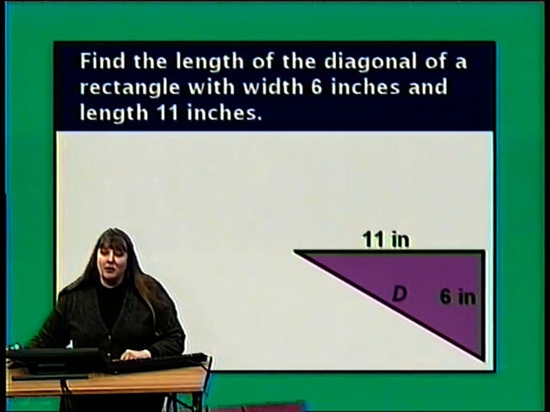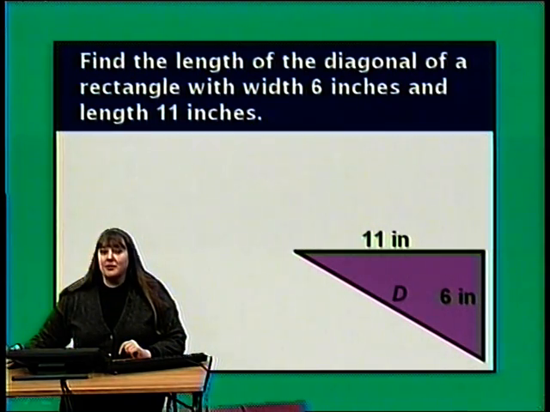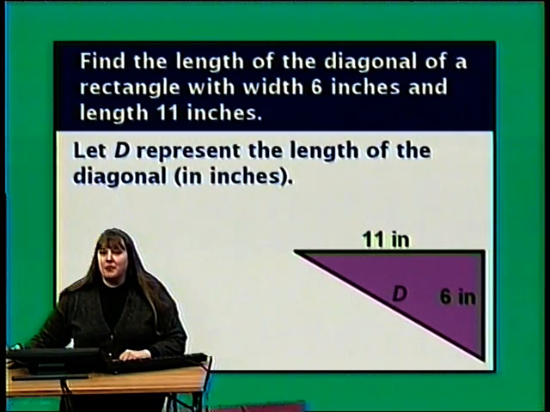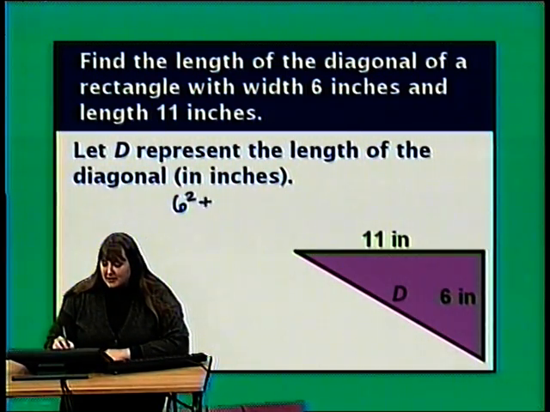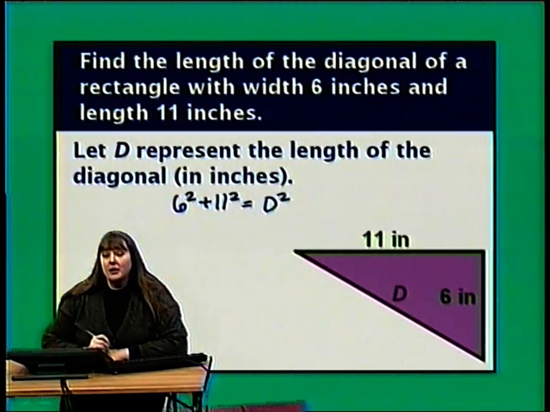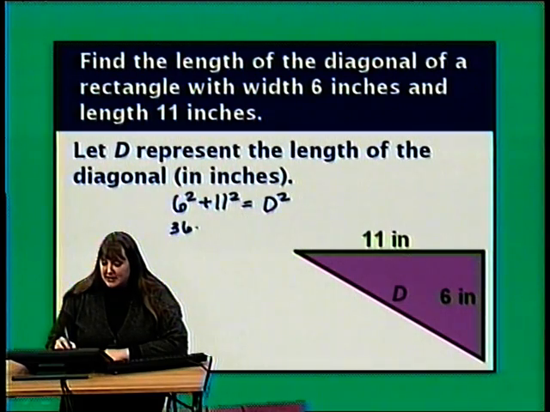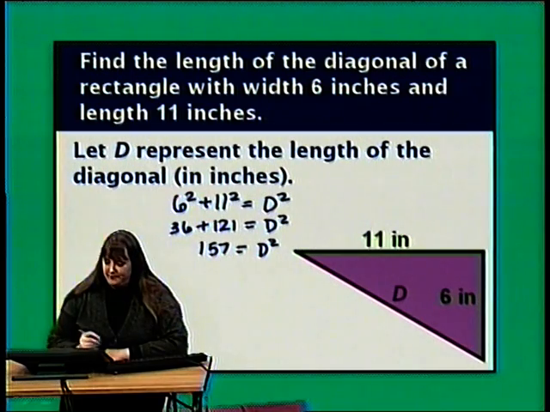Now we have a right triangle with legs of length 6 inches and 11 inches. And we're looking for the length of the hypotenuse. It's still the diagonal of our rectangle, so I'm going to define it that way. Let d represent the length of the diagonal in inches. Then the Pythagorean theorem tells us that 6 squared plus 11 squared equals d squared. So we have 36 plus 121 equals d squared. So 157 equals d squared.